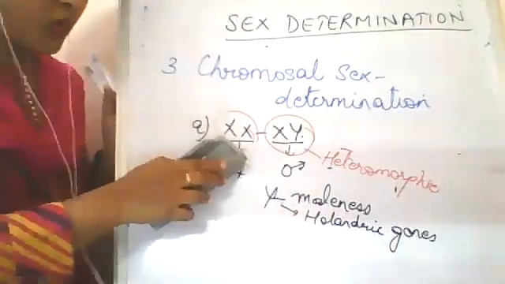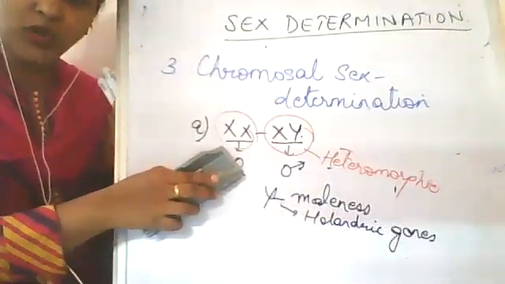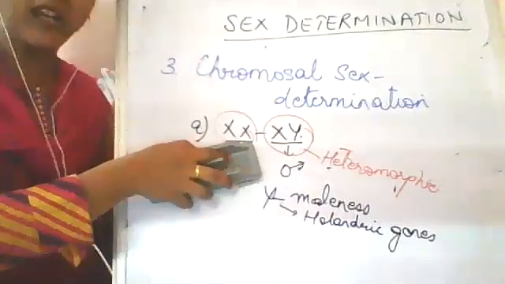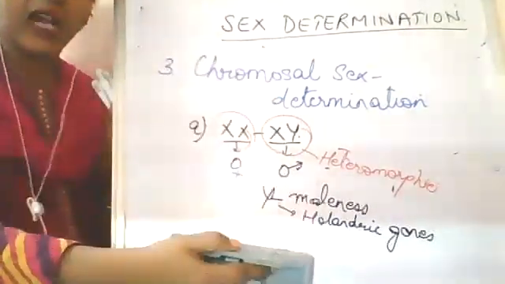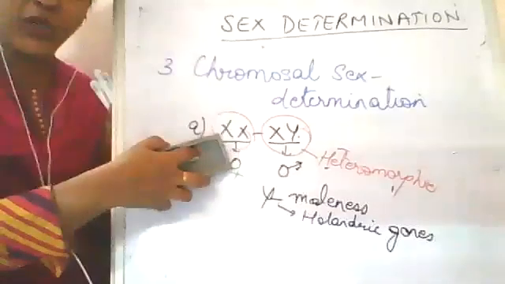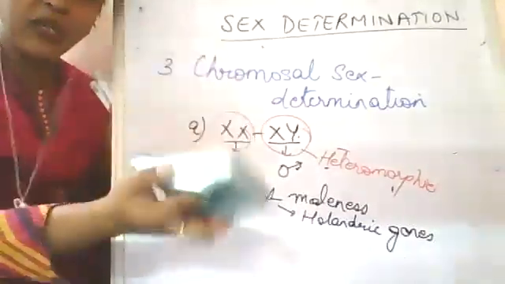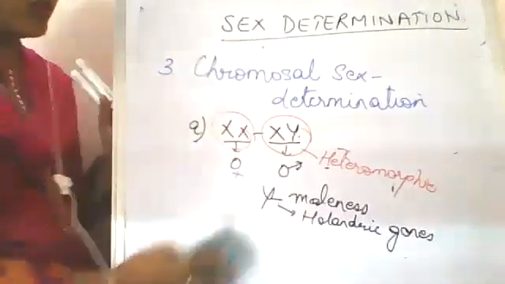So two types of sex chromosomes are present, in both females and males. We need to remember this, because in the next type of sex determination, the two kinds of chromosomes are not present in both organisms. So let us see the second type. Yes, Peter?